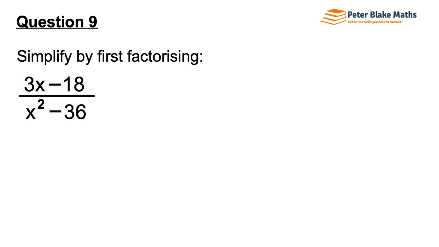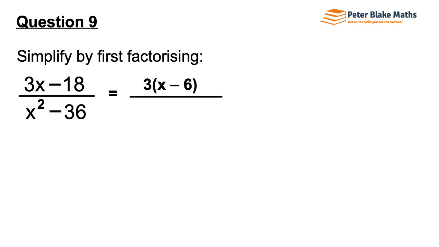So we say what's common in the top there. I think you'll see that 3 goes into both 3x and minus 18. We ask, what have we got to multiply 3 by to get 3x? We'll need an x. What have we got to multiply 3 by to get minus 18? We'll need a minus 6 in that bracket at the top.